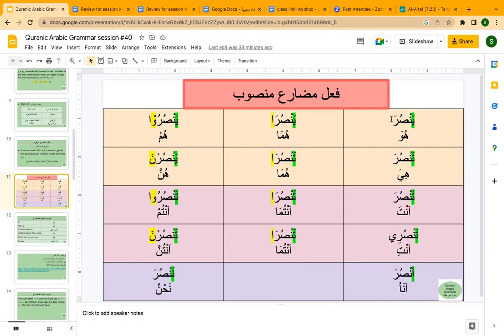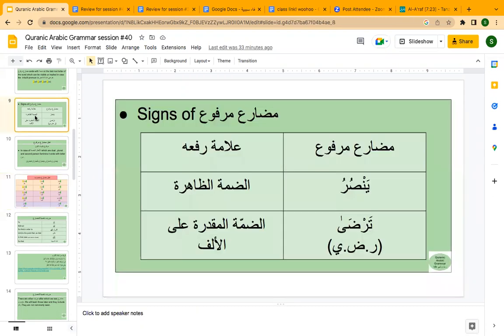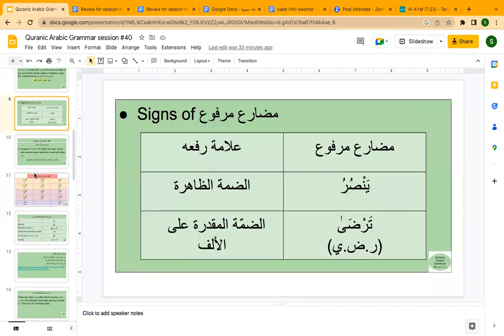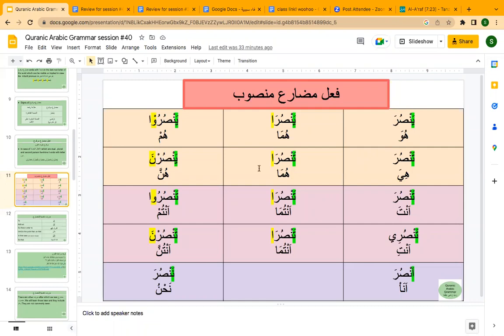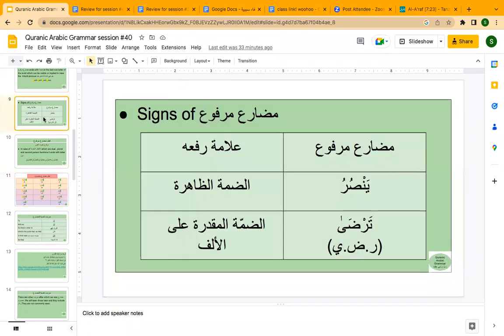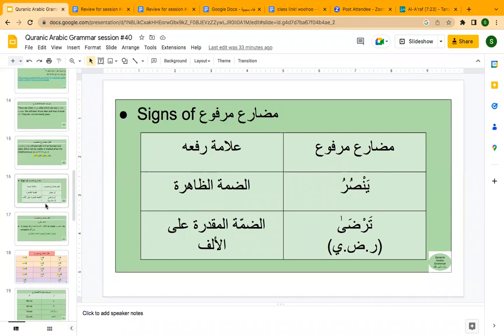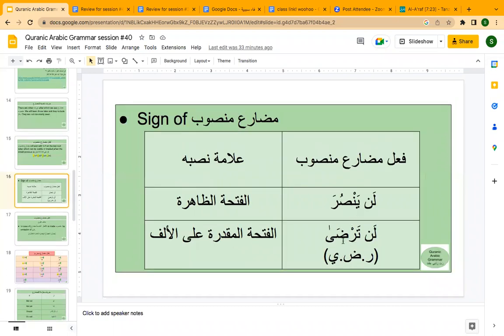And now again here, what will happen is, you will be able to see this, or you may not be able to see it. It may be implied in some of the cases. Is this clear? For example, here, if you can see, lan tarda.